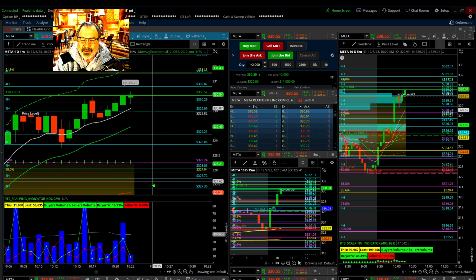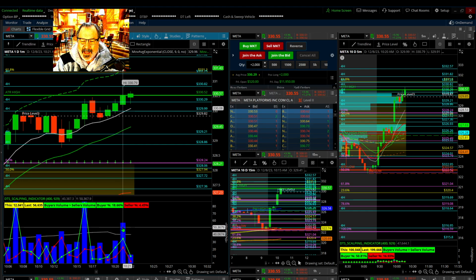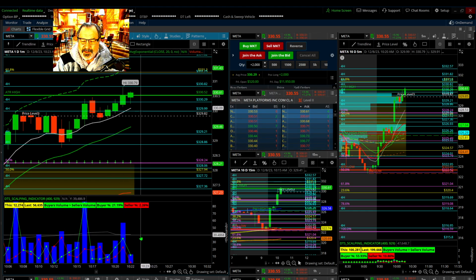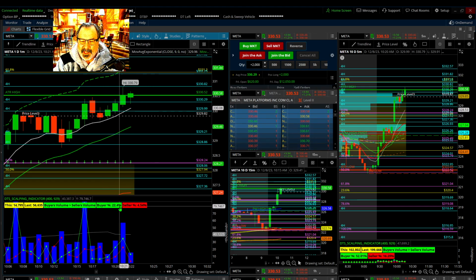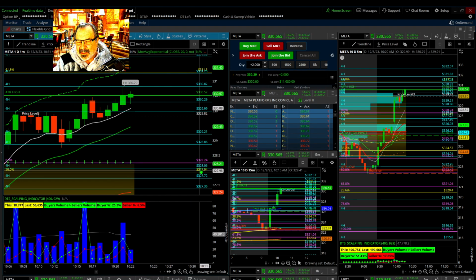So look at the scalpers indicator. There was a lot of volume as they battled, but the buyers won out. So now what's going to happen here in the scalpers indicator is it shows the percentage right here, the battle. And right now, buyers are winning. So this is a very, very good tool that you should definitely get.